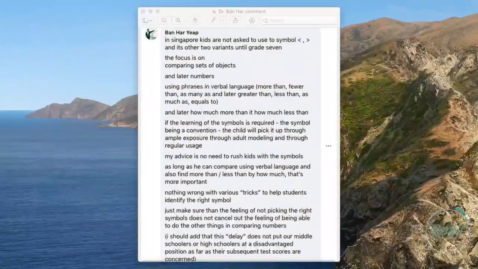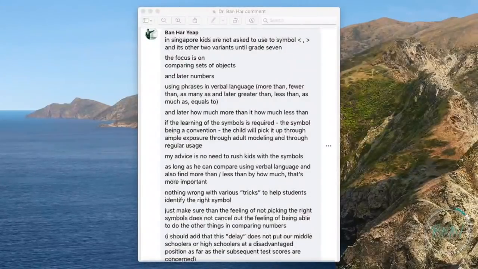And if you didn't get through it all, feel free to pause once you're watching the replay of this. I know you can't pause it live. Basically, he's saying that in Singapore, they don't introduce these symbols to kids until grade 7. Grade 7. And we're doing this in first grade. I have seen first grade worksheets with the greater than, less than, and equal to symbol on them. That is not what we should be doing.